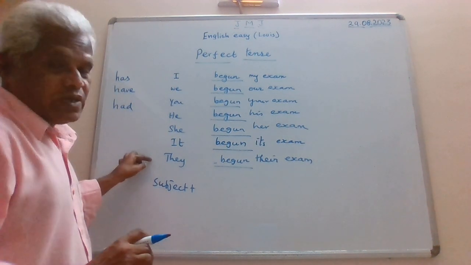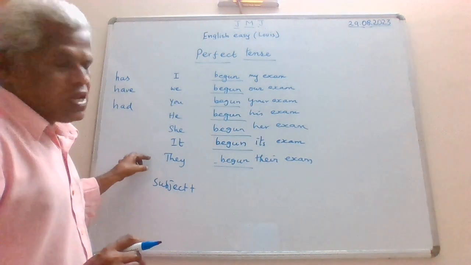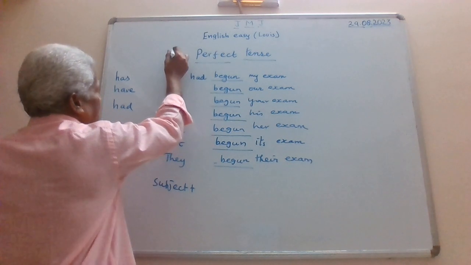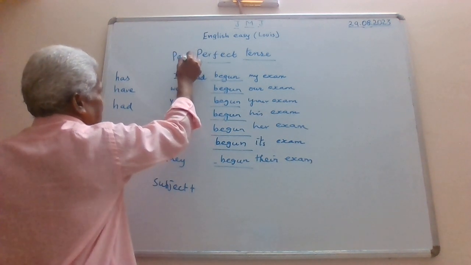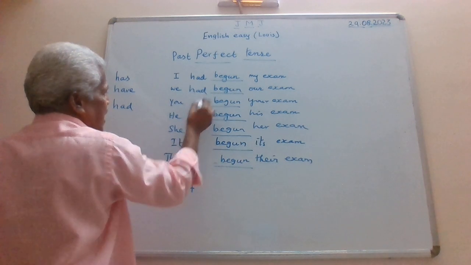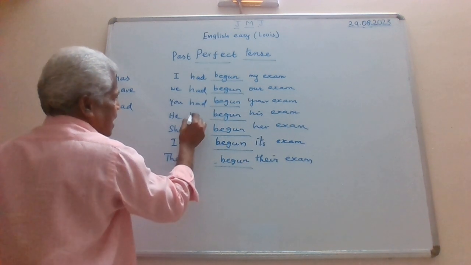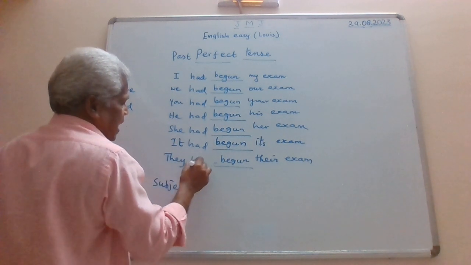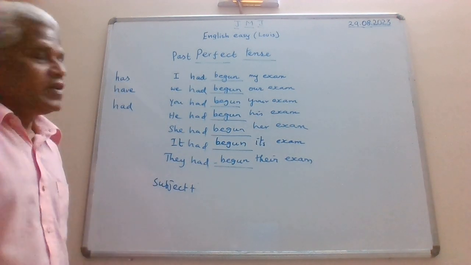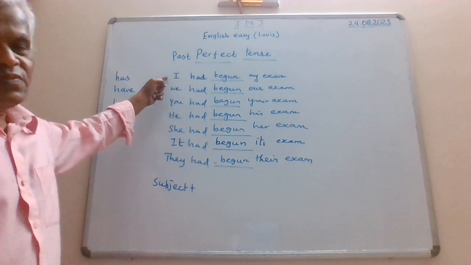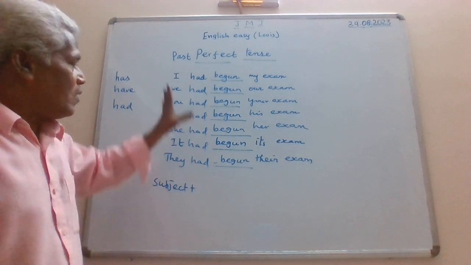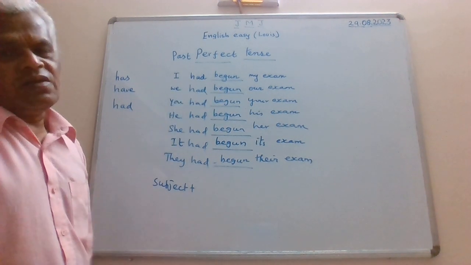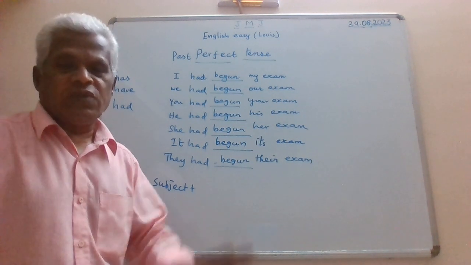Okay, now for the past perfect tense, we are going to use all the subjects as usual, and then we are going to have only one auxiliary verb, and this is for the past perfect tense: had. So whether it is third person singular or first person singular or plural or third person plural, for all the subject pronouns you use had and then the past participle form of the main verb, the third form of the main verb.